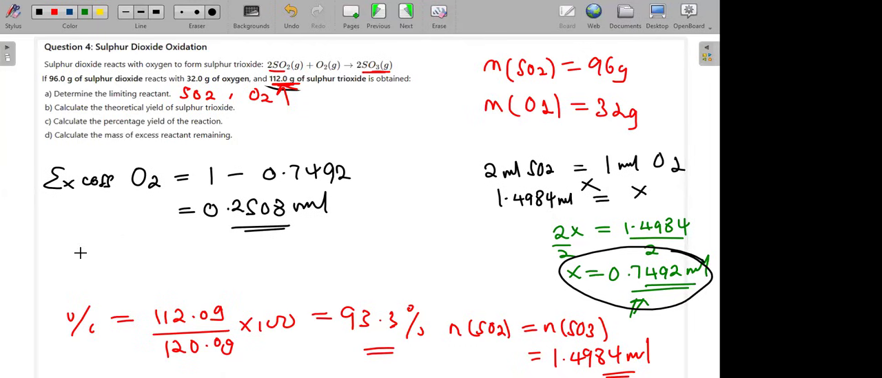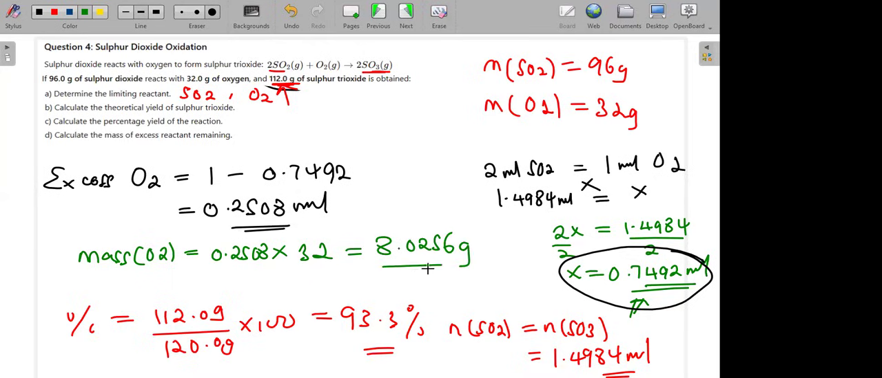And now I can find the mass. The mass of these excess moles will just be equal to the same moles multiplied by the molar mass of oxygen, which is 32. So multiplied by 32, that will give me 8.0256 grams. So 8.0256 grams was the amount of oxygen that was in excess.